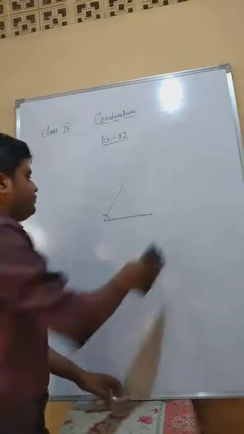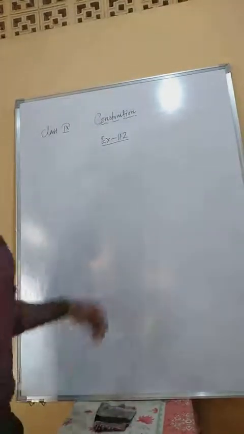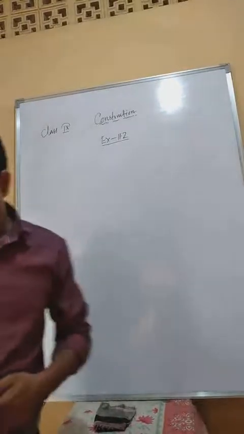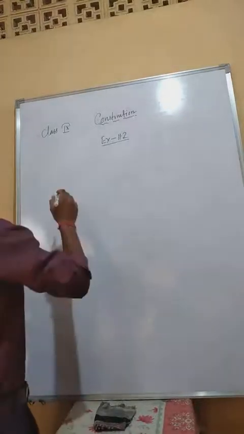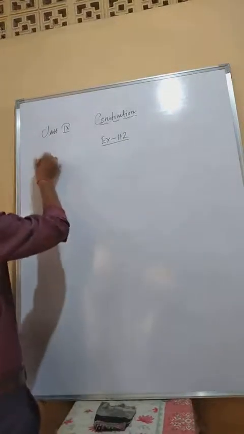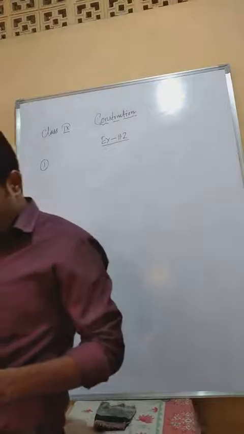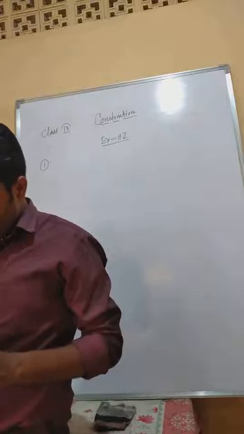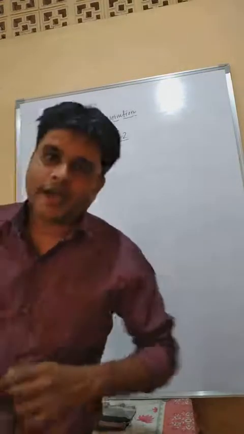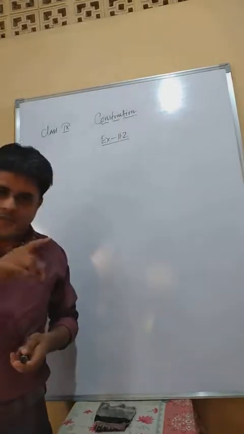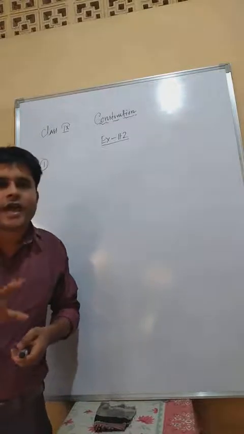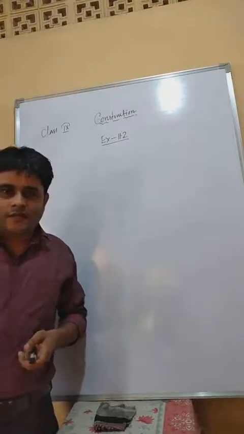Okay, so exercise 11.2, problem number 1. Construct a triangle ABC in which BC is 7 centimeter, angle B is 75 degree and AB plus AC is 13 centimeter. As I told you, the base is given and the base angle is given, only one angle, and the sum of the other two sides is given. Then this is the first case now.